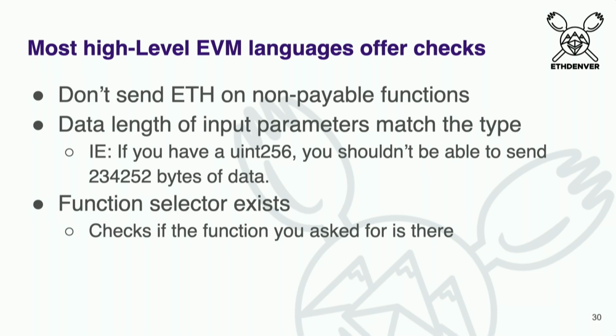But this is one of the main things, one of the main differences between a lot of the languages in the EVM world. And they all do some type of check to make sure we don't shoot ourselves in the foot, to make sure we don't send a ton of Ethereum when we deploy our smart contract, right? We also will do checks on data lengths. We'll do checks on function selectors. Most of these high-level languages will do checks to make sure us developers don't do dumb things, because we often do.